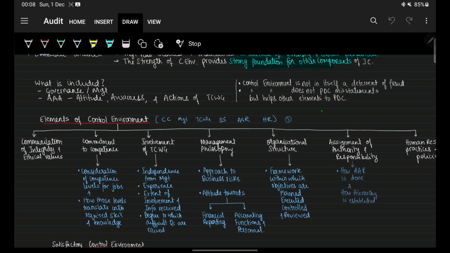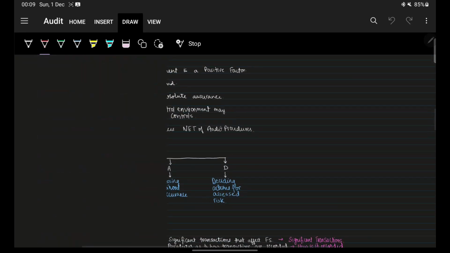Okay, next, coming to our elements of control environment. Here what we had seen: C, C, MGT, TCWG, OS, R, HR. The first C was for communication of integrity and ethical values. Second C was for commitment to competence. Next is management philosophy, those charged with governance, organizational structure, assignment or allocation of authority and responsibility, and lastly, human resource policies and practices.